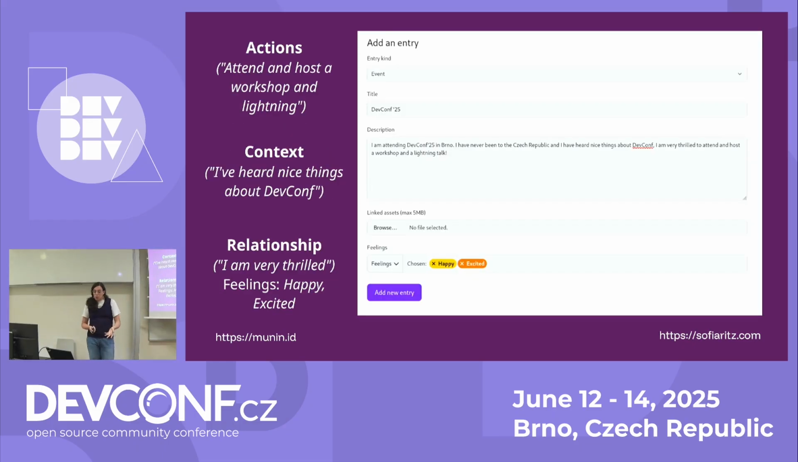So for example, if we were talking about what's taking place right here, DevConf, then there will be the actions like I just mentioned about attending and hosting this workshop, the workshop yesterday, analyzing the context around this and the relationship I have with this. So the whole idea of Munin is that you can store this data in a structured way so that you later can analyze it and integrate it into other systems.